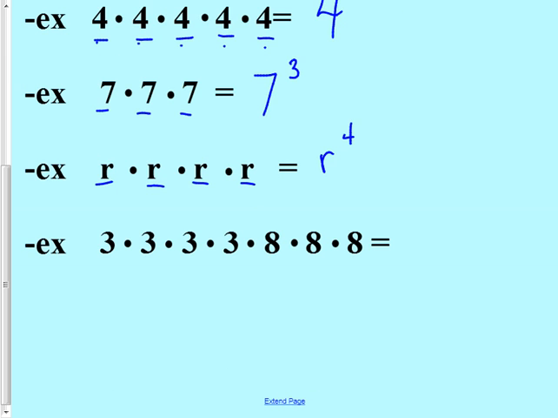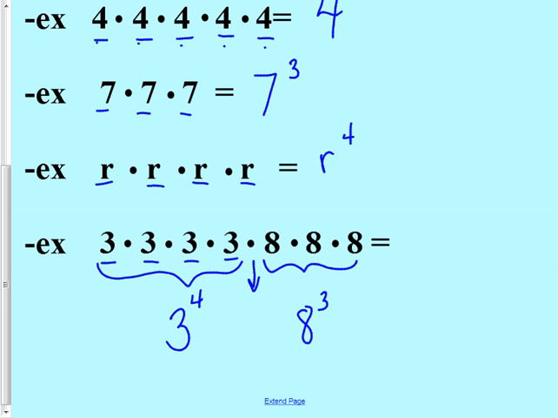And we can even write something like this last example using exponential notation. Now we can't just write one base and one exponent because we have 2 different numbers that are being multiplied. What we can do though is we can say, well, this part right here means 3 times 3 times 3 times 3. 3 is multiplied by itself 4 times, and this means 8 is multiplied by itself 3 times. And then we put a multiplication symbol between those because that's what's in between those 2 sets of factors. So this one could be rewritten as 3 to the 4th power times 8 cubed.